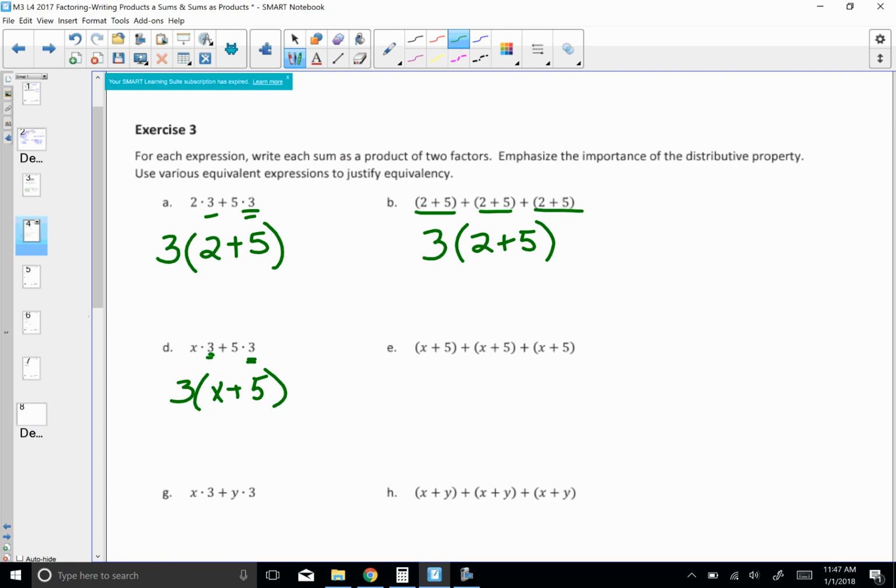Okay, letter E. Again, is there another way to write this? A simpler way to represent this? x plus 5, x plus 5, x plus 5. There's 3 copies of x plus 5. Okay. All right, we're going to turn the page.